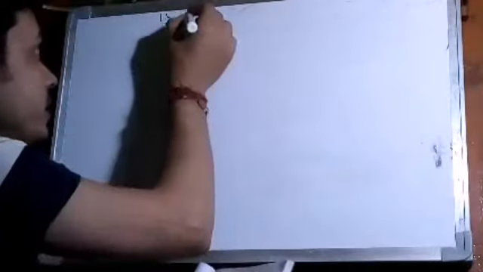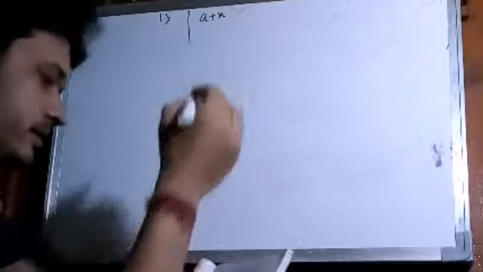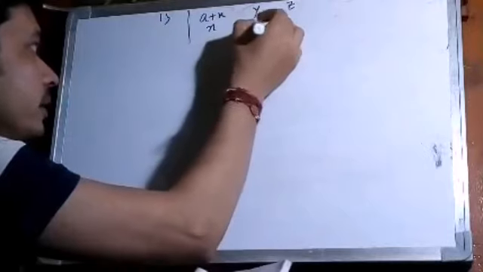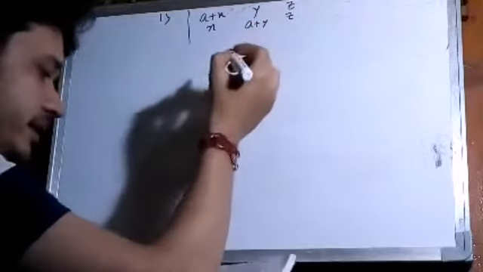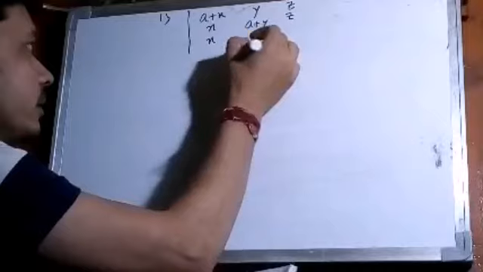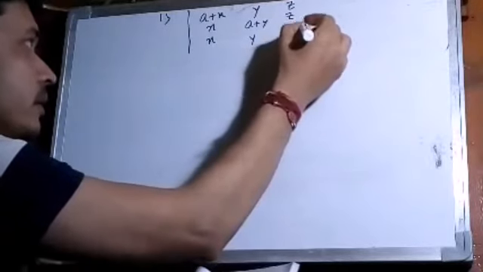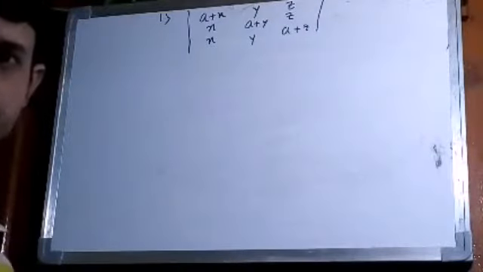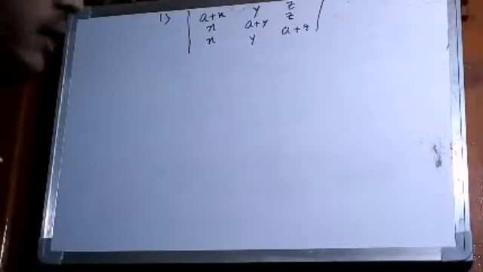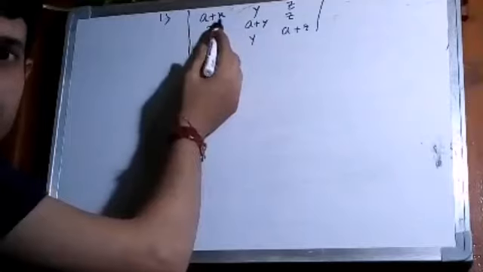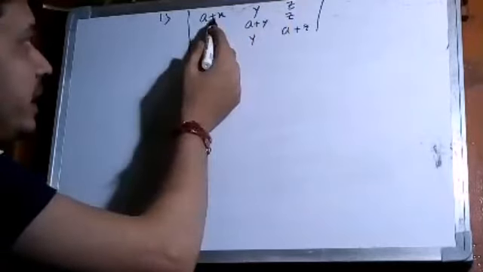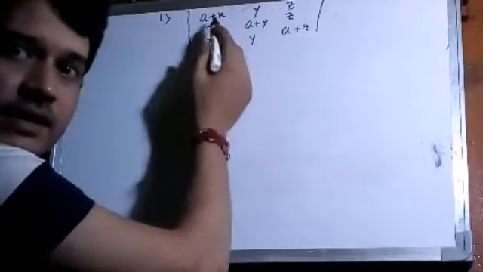Sum number 1, which is given: determinant a plus x, y, z; x, a plus y, z; then we have x, y, a plus z. Clear? So this is our sum. First we see that if we add column 1 with column 2 with column 3, then we get a plus x plus y plus z, this factor common.